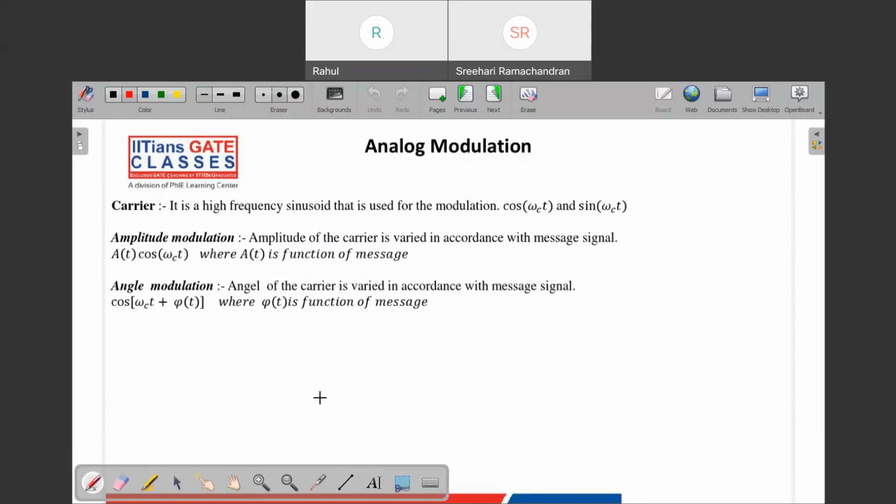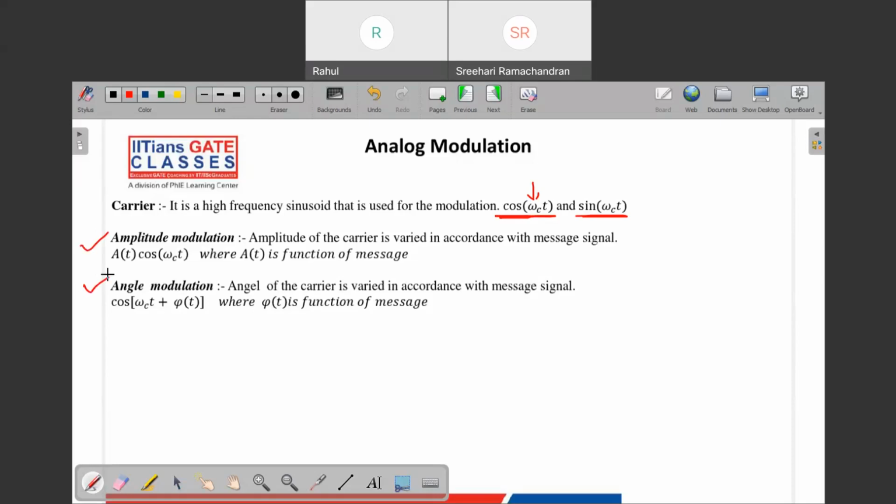To convert the signal from a low frequency range to a high frequency range, we have something called a carrier. This carrier we call cos omega ct, or maybe sin omega ct. This carrier has a frequency of omega c, and this omega c is generally very high, and we use it to up convert the signal. Now there are two ways to up convert the signal. One we call amplitude modulation, one we call angle modulation.